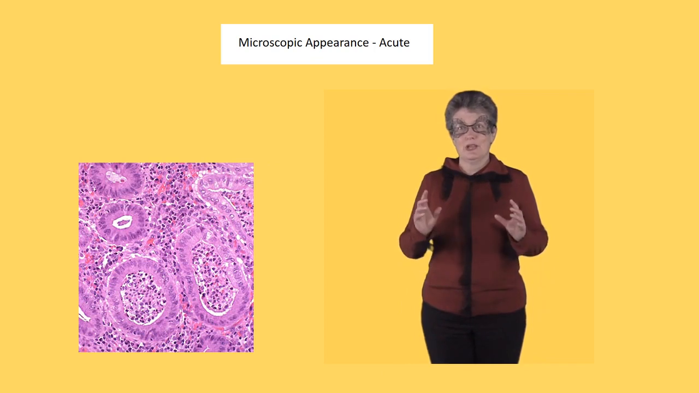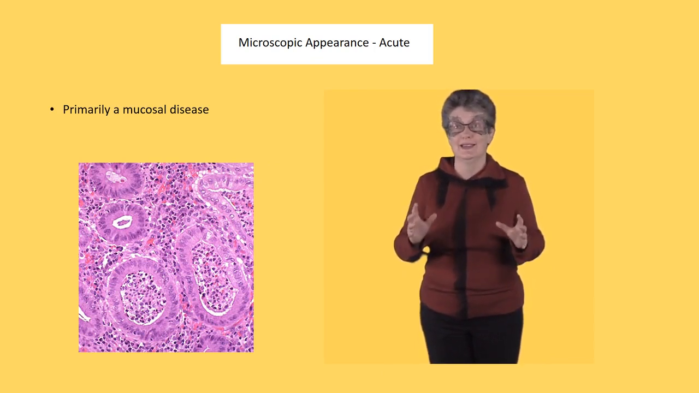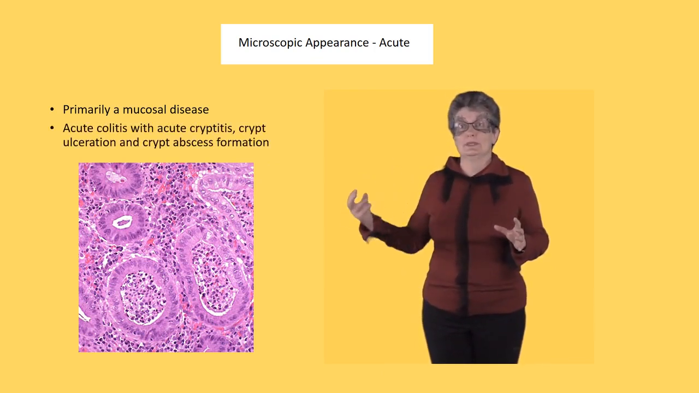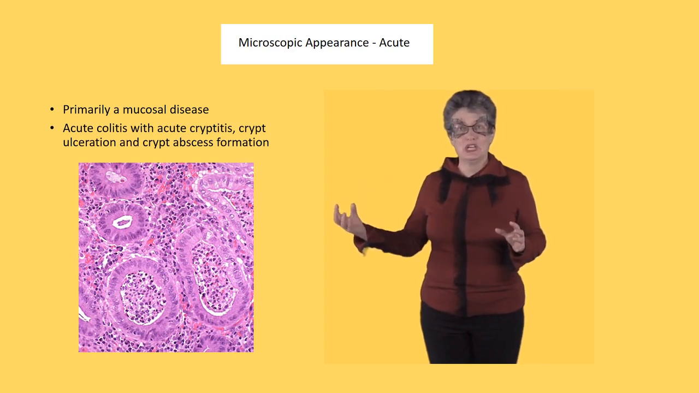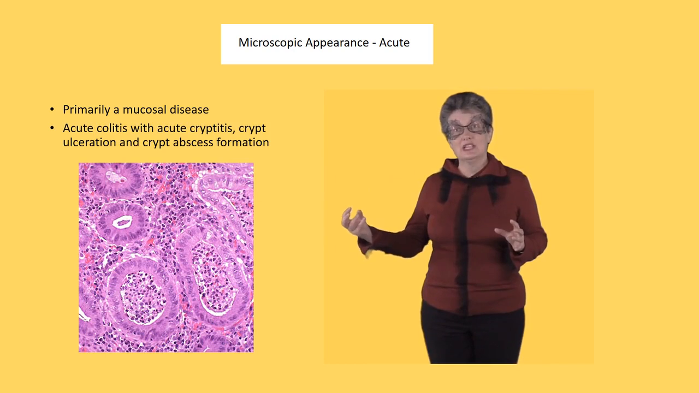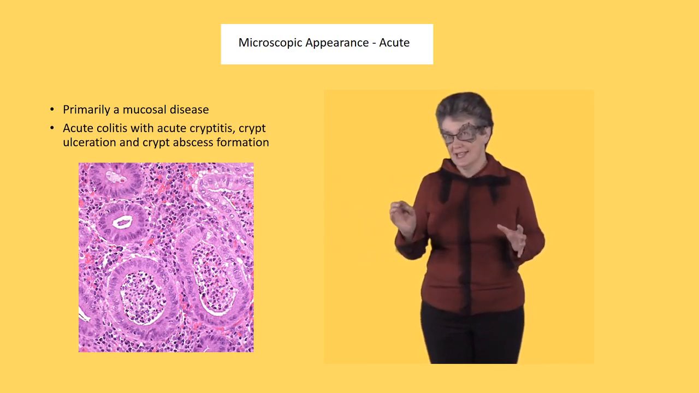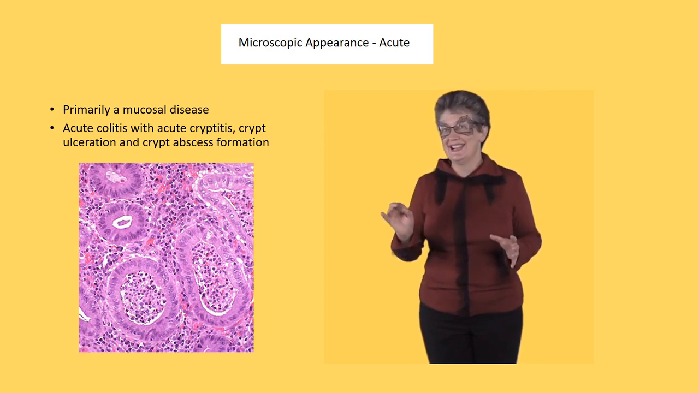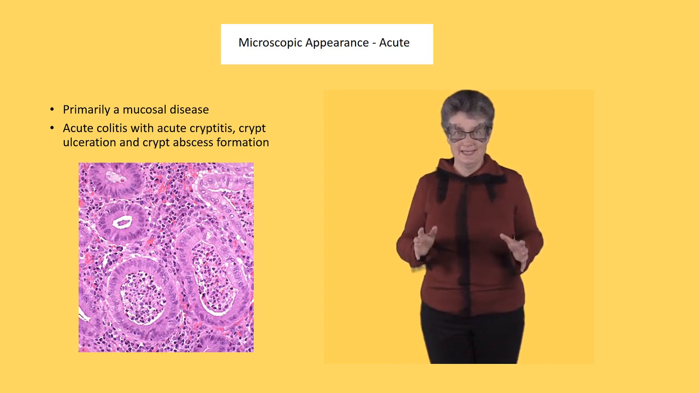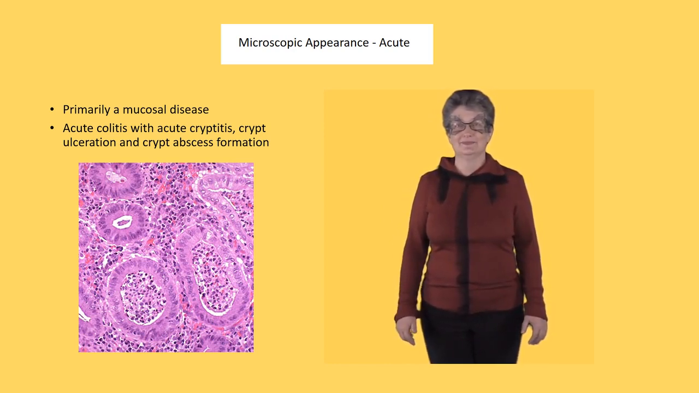Down the microscope in ulcerative colitis, we see changes in the mucosa only, and what we see is an acute colitis. We see cryptitis. This means inflammation of the base of the glands. These can ulcerate, and we can get micro abscesses, crypt abscesses, just like the granuloma was the key diagnostic feature in Crohn's disease. The crypt abscess is the key diagnostic feature in ulcerative colitis.